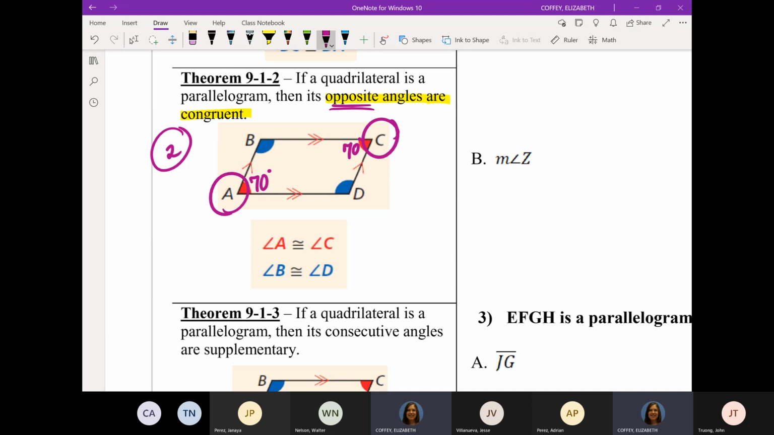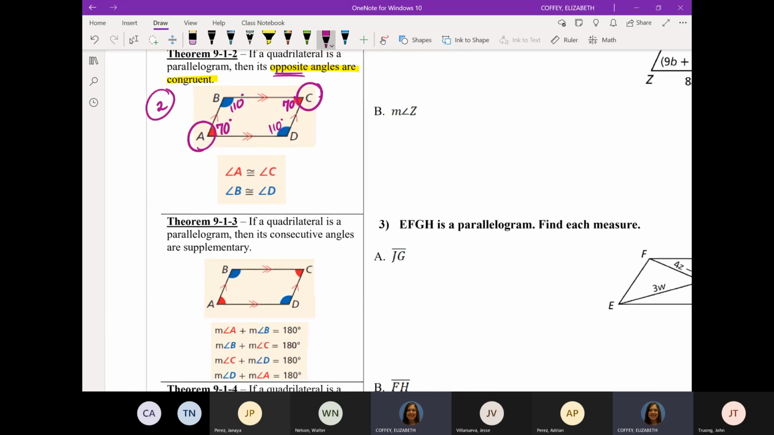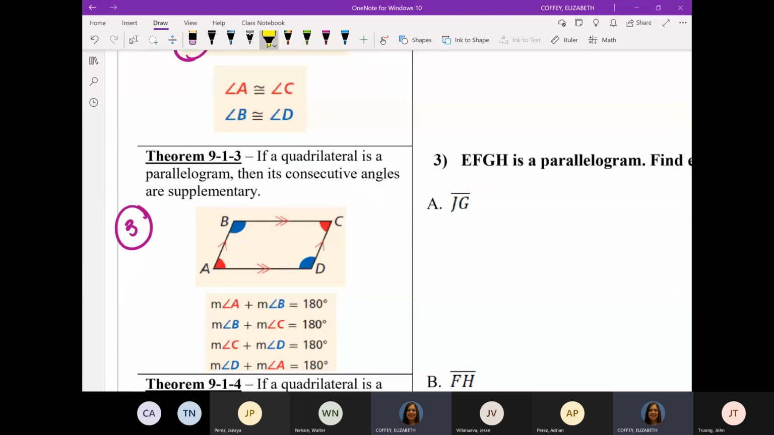Okay. If I told you that angle B was 110 degrees, then Tanya, what else do you know? Very good. D is also 110. Okay. Feeling okay about that one? Probably that one was not new. Opposite angles are congruent. All right. Next property, third one here. This one might be a little new, but it's actually pretty easy.